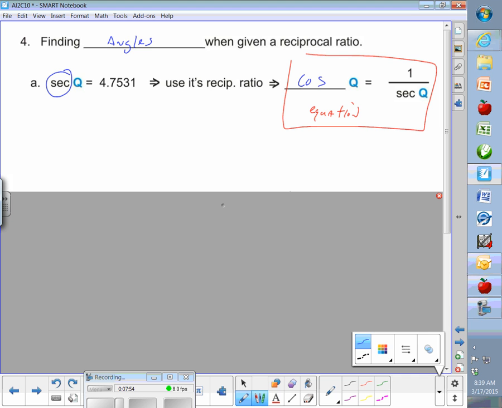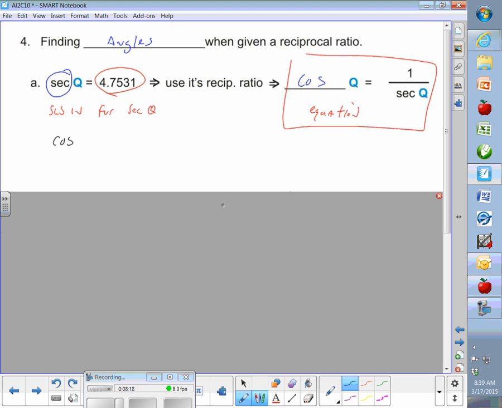So our next step is to sub in 4.7531 for secant Q. So here's what the next step would look like. I'm going to use black. You can use blue if you want. So cosine of theta, right, this part of the equation, equals, the top is a 1. And in the bottom, we're going to sub in 4.7531 for the secant of Q, because that's what secant Q is.